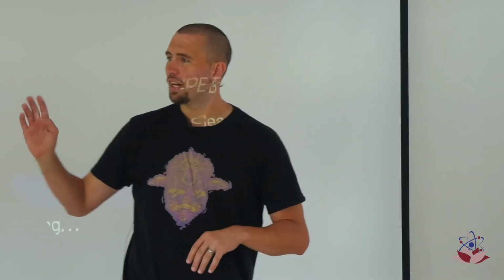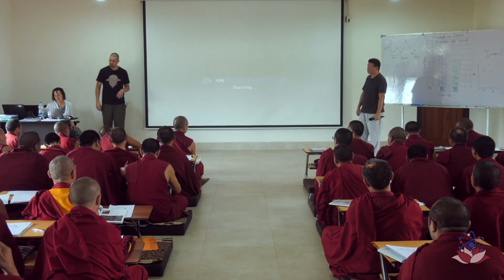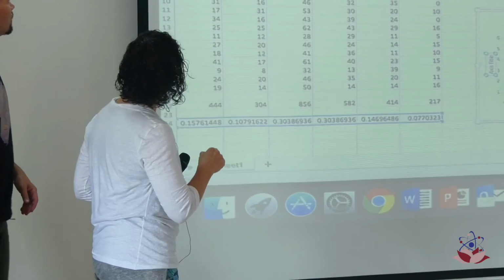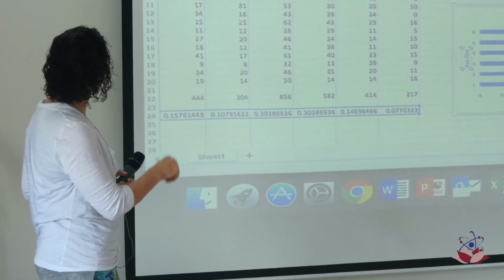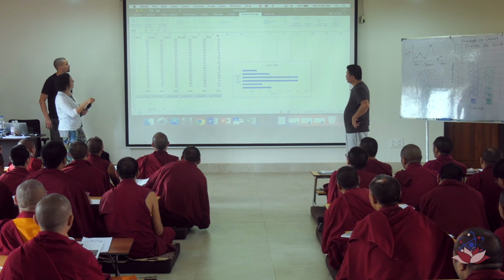So those are some different ways to present data. So right now, Adina has added up all of the data for all of the pieces of candy in the entire class, and she's going to show that to us now. We hope. So each of these is one of the colors. So white, green, yellow, orange, pink, blue.